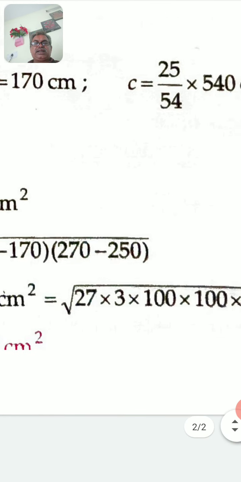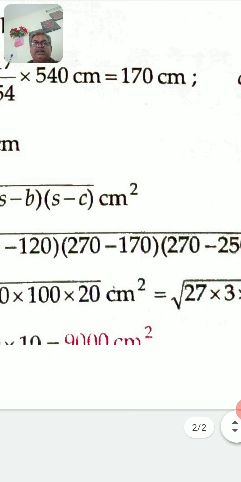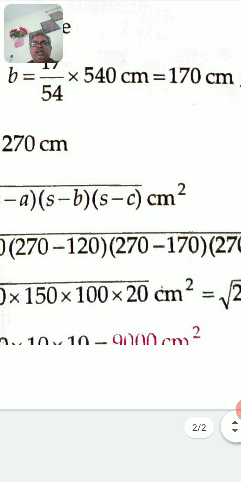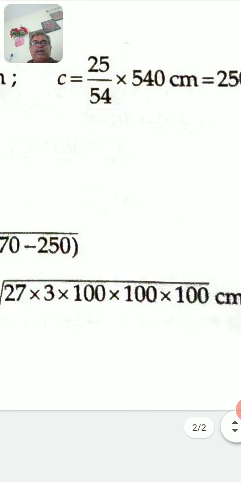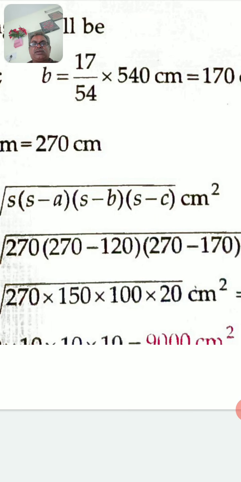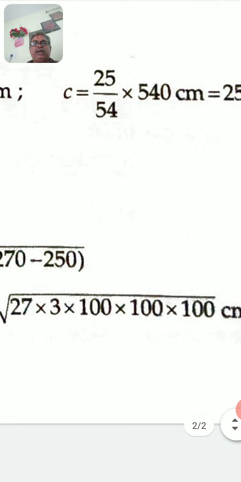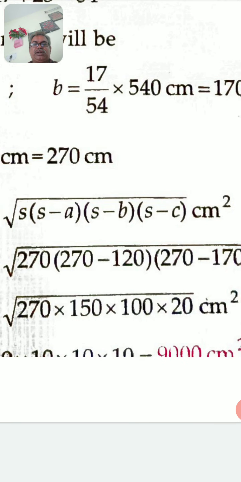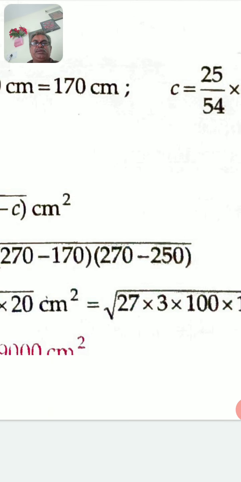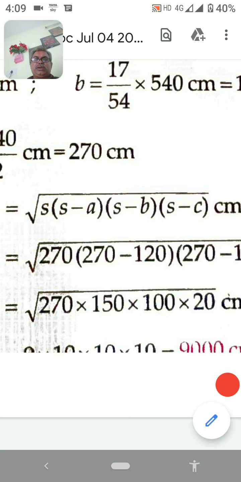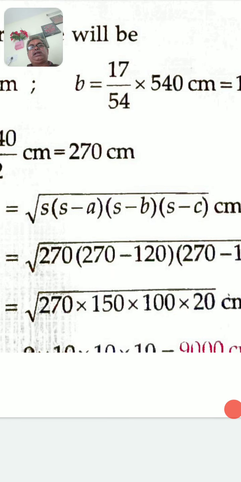So in this way we can understand this. 27 into 3, like this you can get here, by factorizing: 27 into 3 into 100 into 100 into 100. So by taking the square root, we can calculate this. So 10 into 10 into 10 comes out, and for 27 into 3, that is 3 into 3 into 3 four times, so 3 into 3 will come outside, that is 9. So 9 into 10 into 10 into 10 is equal to 9000 centimeter square.